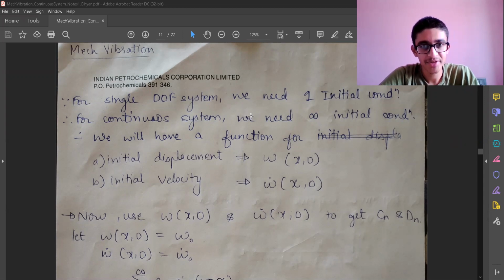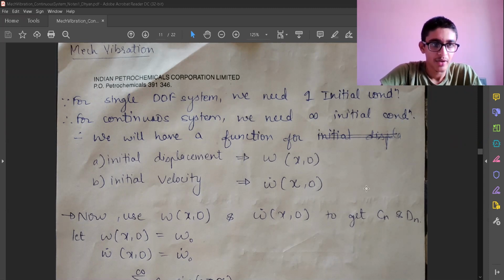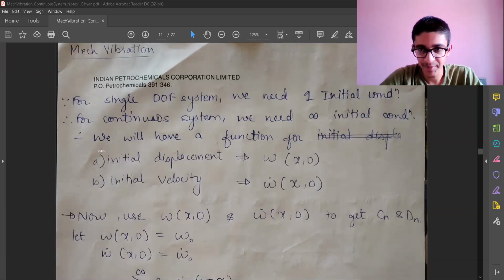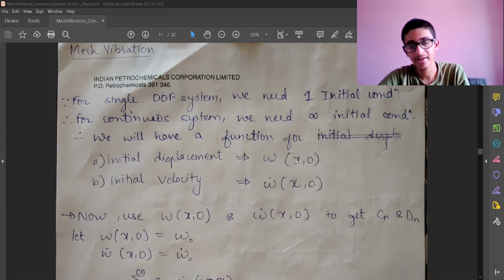So for a single degree of freedom system, we have one initial condition. For a continuous system, we'll need infinite initial conditions, at infinite different positions. So instead of explicitly mentioning them, which is not possible, we'll use a function. We can have functions for initial displacement or initial velocity. The initial term already means that the time will be 0. And for having infinite initial conditions, we'll have x as a function. So we'll have the displacement with respect to x and velocity with respect to x.